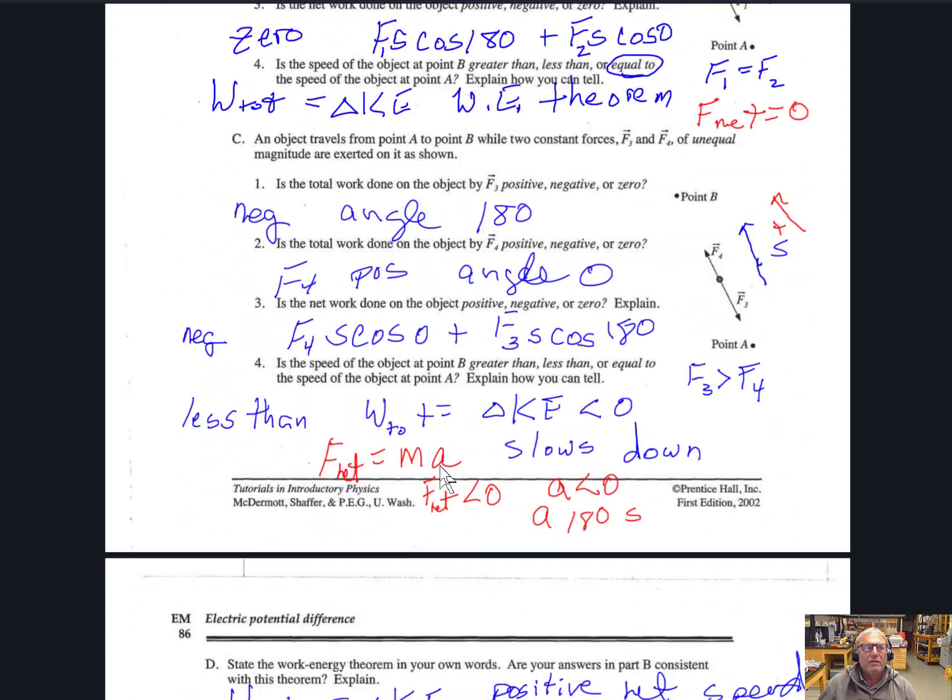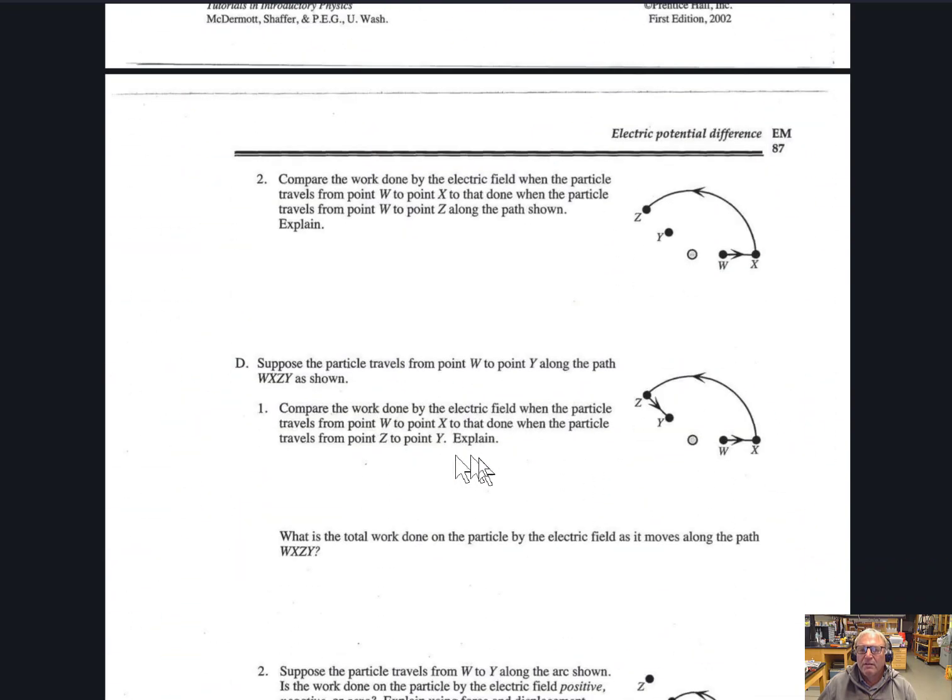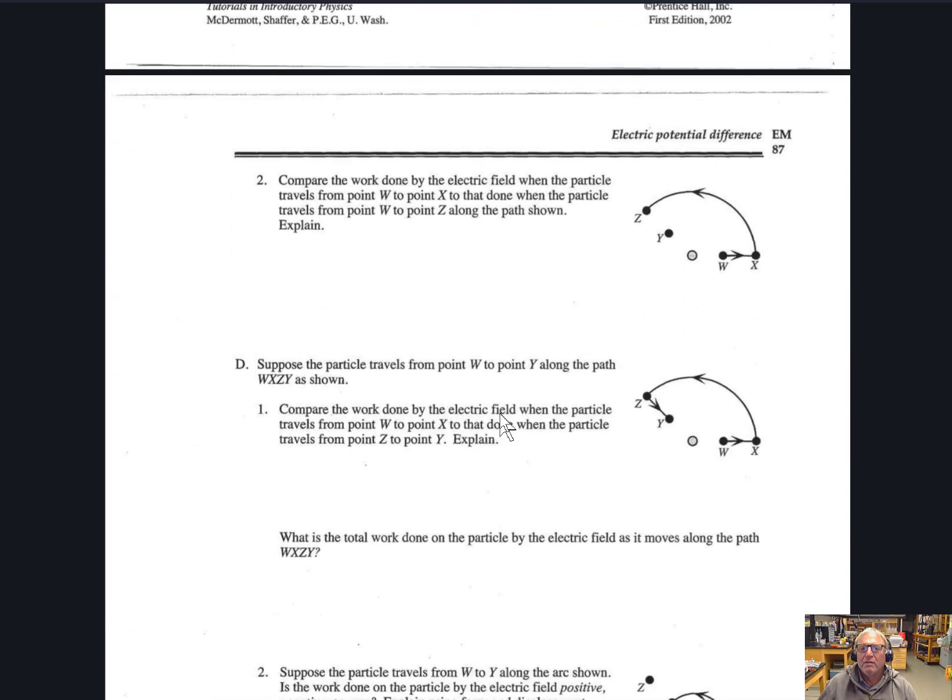Oh, this is the tutorial. Okay. I was thinking it was the homework somewhere.